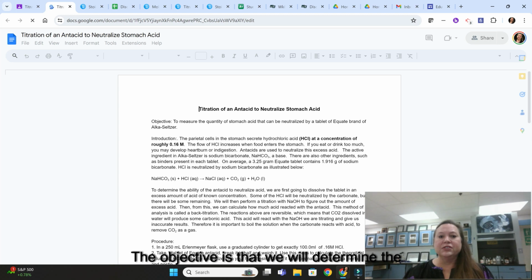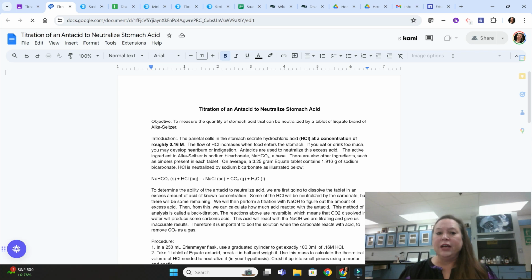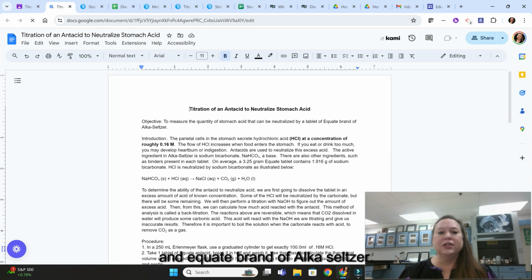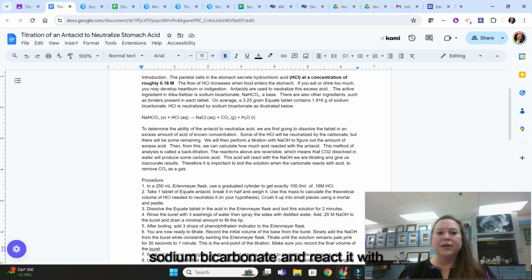The objective is that we will determine the amount of stomach acid that can be neutralized by part of an Equate brand of Alka-Seltzer. Stomach acid has a pH of 2, which is about a concentration of 0.16 molar. This is provided in your introduction. The chemical reaction is also provided there, where we take sodium bicarbonate and react it with hydrochloric acid.